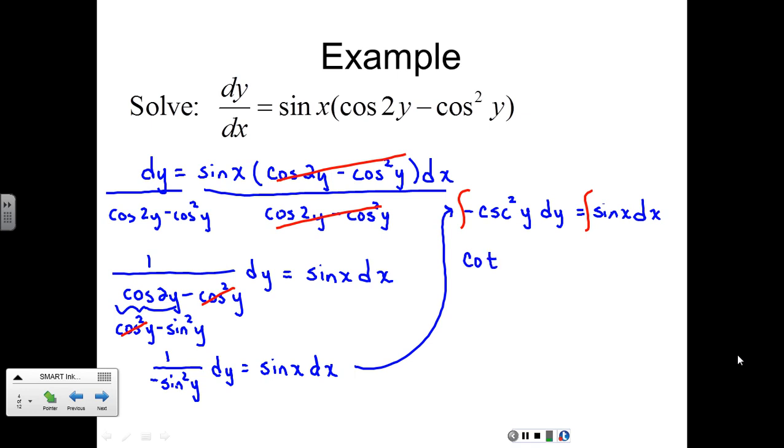So what's that going to give me? Cotangent y plus c, but I'm going to leave that to the right side, equal to, what is the integral of sine x? Okay, plus our constant 1. Now, any ideas how to get y by itself? If you could solve for y?